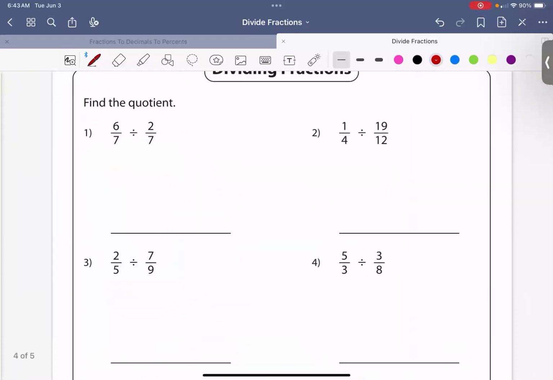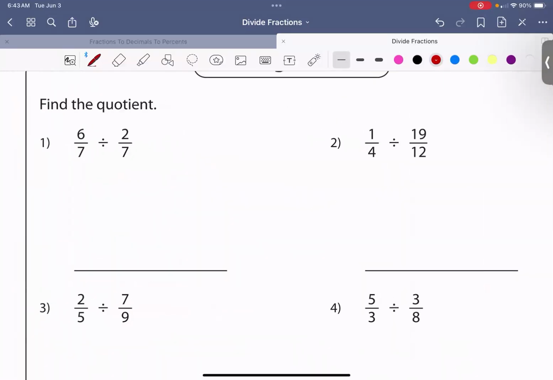All right. The same thing goes when we divide a fraction by another fraction. So this becomes 6/7 times 7/2. That gives us 6 times 7 is 42. 7 times 2 is 14. And if we put this in simplest form, it gives us 3.